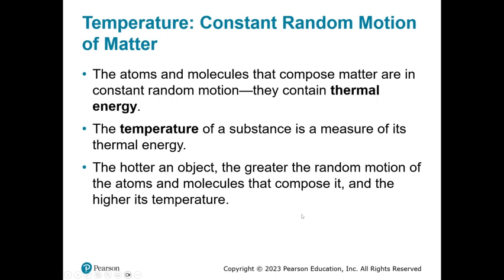So we mentioned this a little bit before, but temperature is directly related to thermal energy, and thermal energy is internal energy, essentially. It's how fast or how readily things are moving. Basically, the hotter something is, the faster the particles are vibrating or moving around in the liquid. So temperature is a measure of the thermal energy, how much thermal energy is in an object.